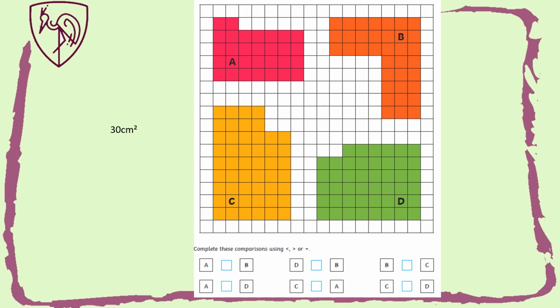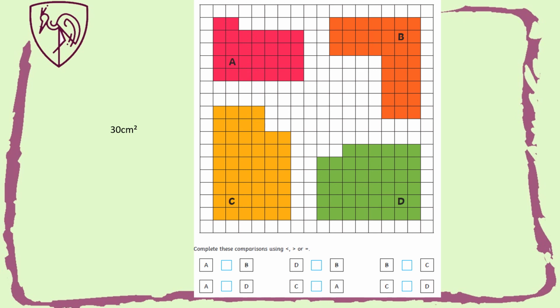So one of these shapes has 30 square centimetres inside of it, and I found that area just by counting the squares inside of the shape. So either A, B, C or D has an area of 30 centimetres squared. I wanted it on screen to show you, because I need you to be able to write the area in centimetres squared. Now you're going to have to find the area of all of these shapes, A, B, C and D, and write the area either in the shape or underneath the shape or on a piece of paper so you've got a record of it.